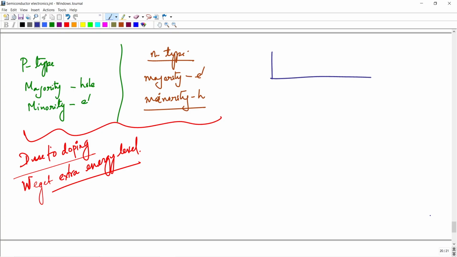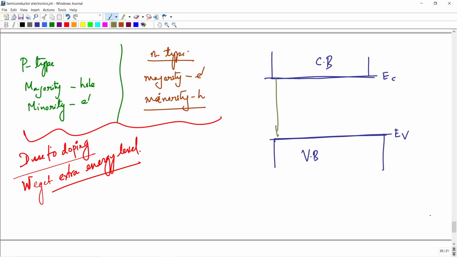So that's the conduction band, and the bottom part of the conduction band is called EC. There is a valence band here, and the top part of the valence band is called EV, and that's the energy gap EG. Now the extra energy level is called ED. That's the energy level here near the conduction band. This is called the donor impurity.